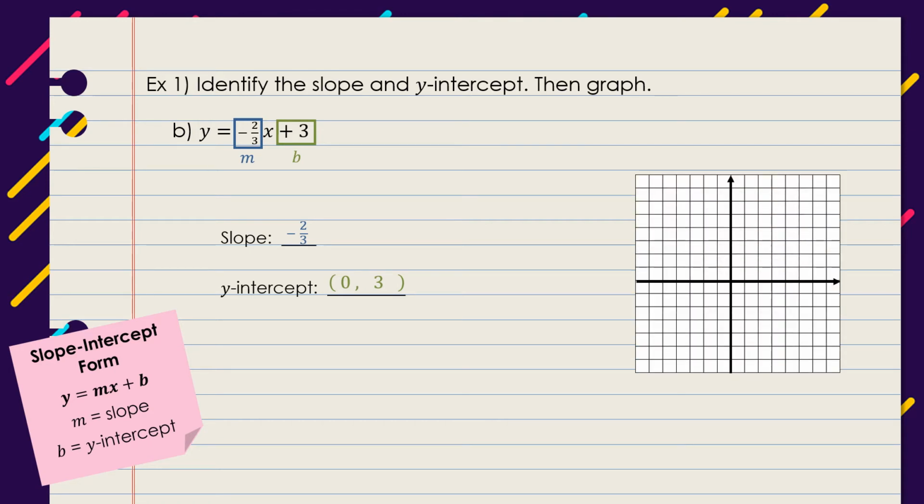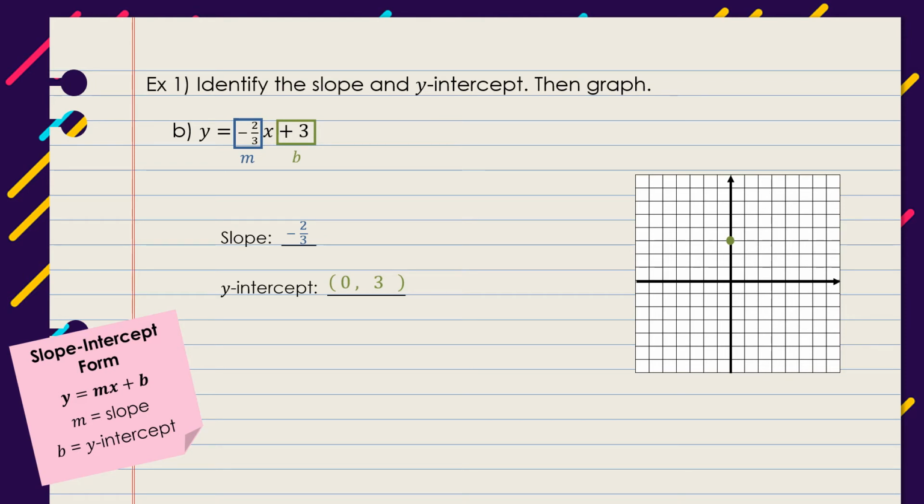Now we're ready to graph this information. Remember, our y-intercept, or our b value, tells us where to begin or start the graph, so my first point is (0, 3). Then from here, the slope, or the m value, tells me how to move from point to point. So let's go back to that slope and see if we can figure out how to move. Notice we have negative 2/3.